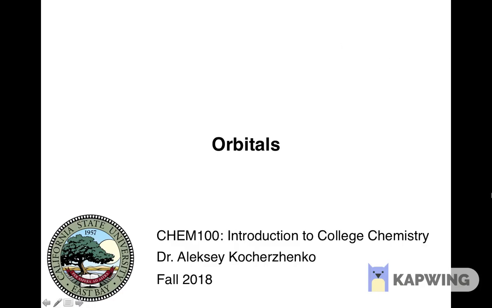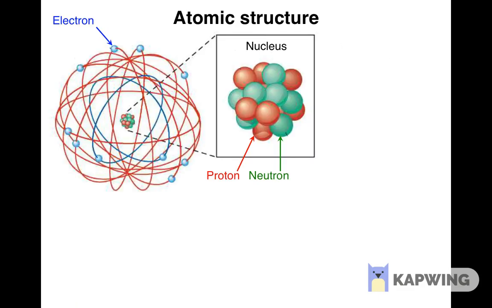When we talked about atomic structure, we said that a heavy nucleus that consists of protons and neutrons is located in the center of the atom. The nucleus is about 100,000 times smaller than the atom itself, but contains most of the atom's mass.